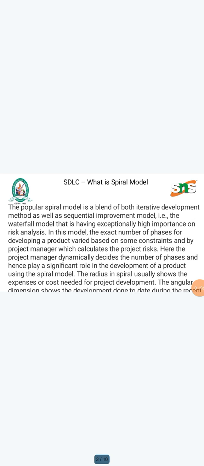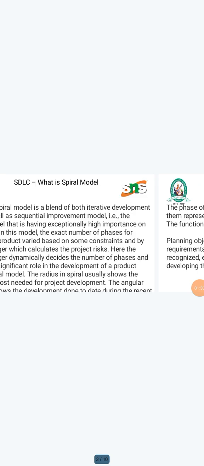In this model, the exact number of phases for developing a product varies based on some constant and by the project manager, who calculates the project risk. Here the project manager dynamically decides the number of phases and hence plays a significant role in the development of the product. Using the spiral model, the radius of the spiral usually shows the expenses or cost needed for the project development. The angular dimension shows the development done to date during the recent phase.